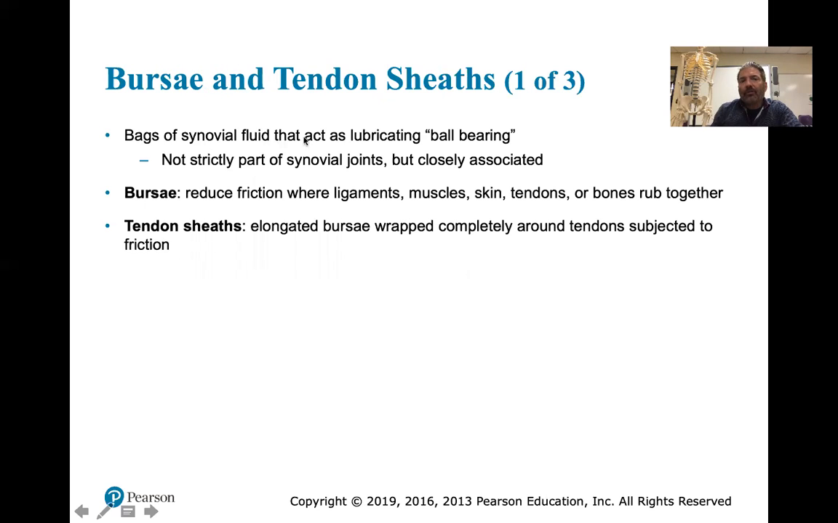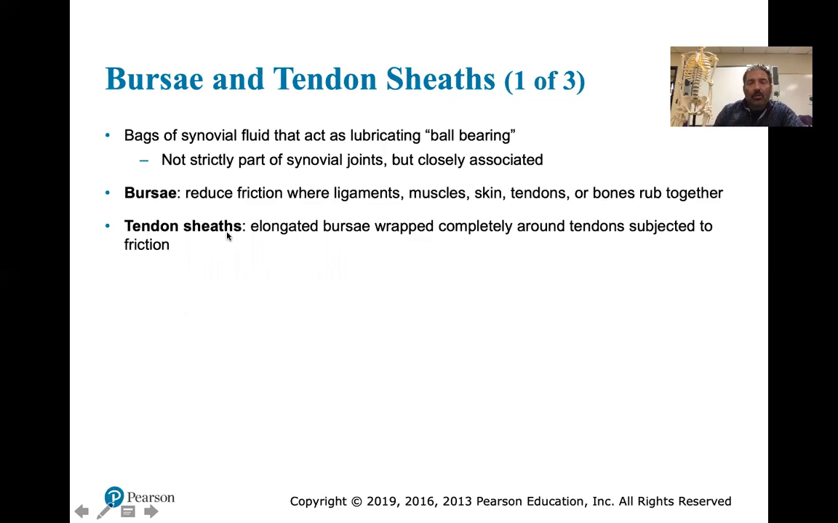So bursae are bags of synovial fluid that act as lubricating ball bearings. They're not strictly part of the synovial joints, but closely associated with them. We'll see that coming up. If we were talking about this joint here, there'd be a bursa in here. So just think of a Ziploc bag. When you're doing your circumduction or abduction or whatever, you're constantly moving it, and you're going to have that wet bursa to dissipate that heat and lubricate it. It reduces friction where ligaments, muscles, skin, tendons, and bones rub together.